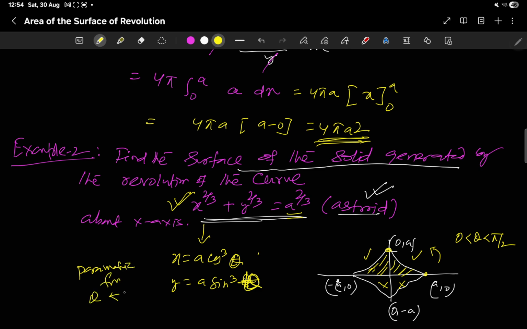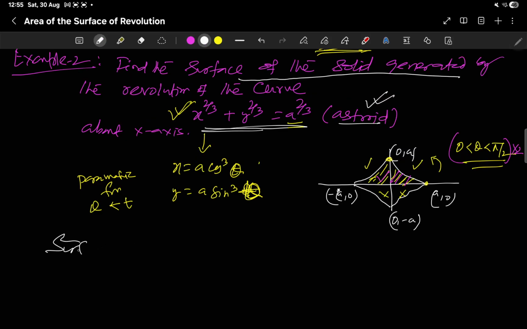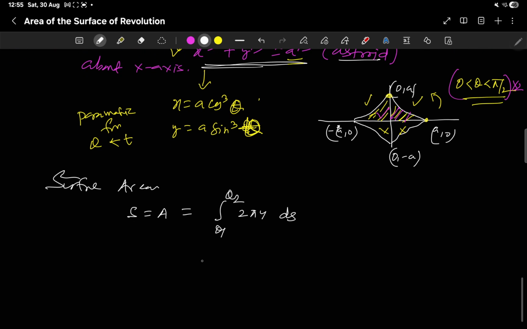I take t or I take theta, that doesn't matter, right? So this is my parametric form. Because we have the two regions here, this and this, we are going to multiply by 2 with this. So what is the formula for the surface area? The surface area A or S is equal to the integral from theta 1 to theta 2 of 2 pi y ds. Now for theta 1 to theta 2, I take 0 to pi by 2, and I multiply by 2 here to cover both the regions. So it is 2 pi.